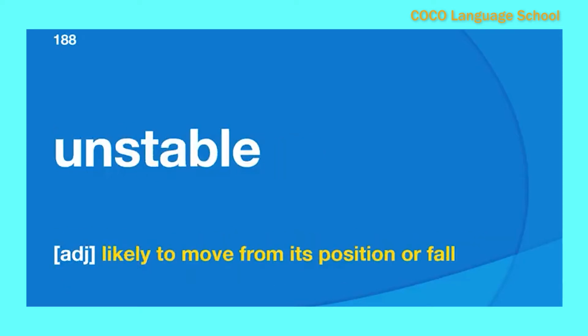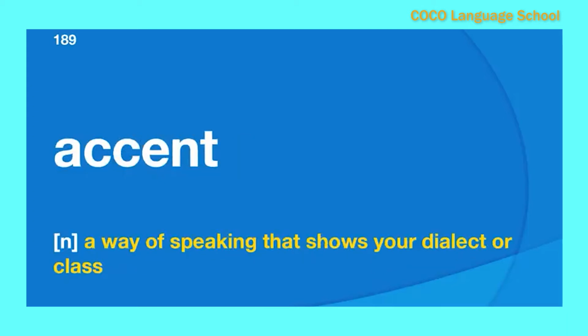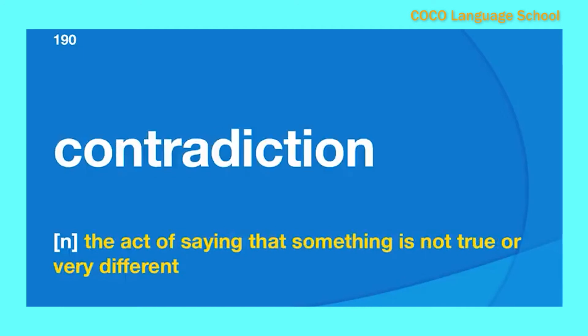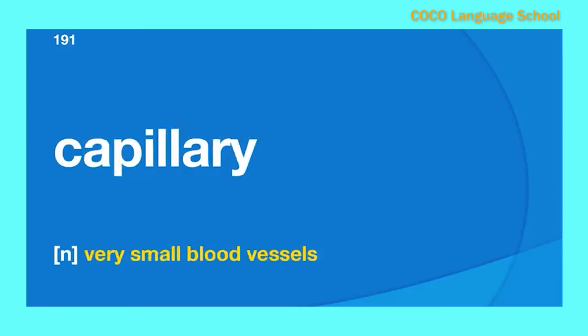Likely to move from its position or fall. Unstable. A way of speaking that shows your dialect or class. Accent. The act of saying that something is not true or very different. Contradiction. Very small blood vessels. Capillary.